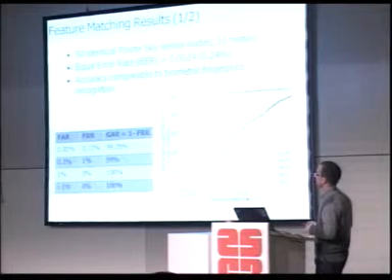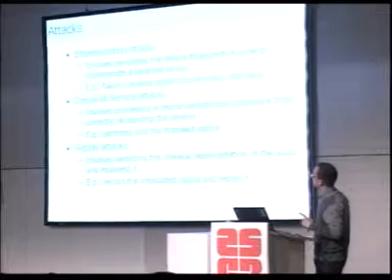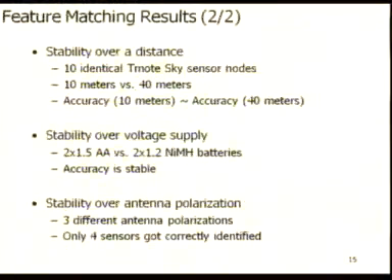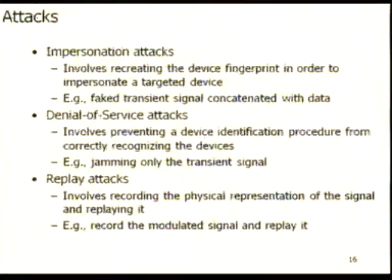Okay, so that part done. Here I want to mention some of the attacks that we measured. It's very nice that we can do this kind of thing, but what happens if we try to prevent fingerprinting? So we experimented with two types of attacks. The first one was an impersonation attack.